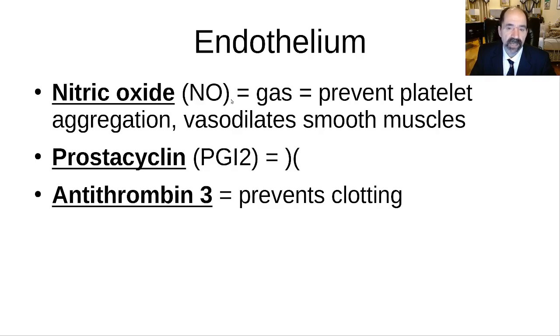Endothelium, we talked about it having nitric oxide as the vasodilator. We talked about nitric oxide. That's the most important thing to know about. If you only know one thing about the endothelium, know that it makes nitric oxide to dilate the artery, to prevent clotting. That's the key thing. Prostacyclin does the same thing, but nitric oxide is more important. Antithrombin also prevents clotting.